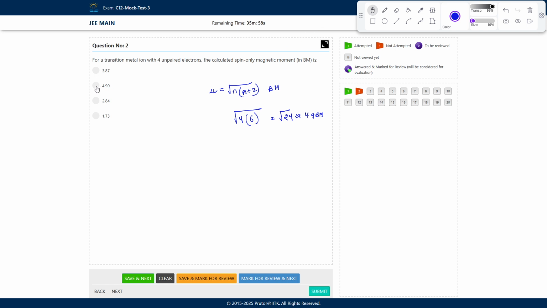Hence our correct answer is 4.90. Okay, and this 4 unpaired electron configuration corresponds to basically chromium 2 positive, having a 3d4 configuration, where d4 has 4 unpaired electrons. Okay, so option B is our correct answer. Okay, let's move to the next one.